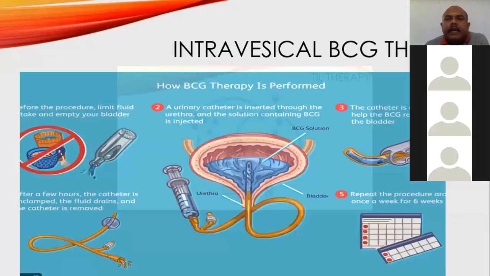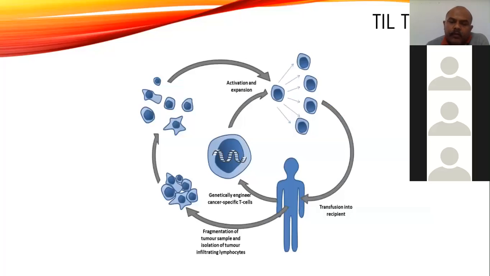Another is TIL therapy, tumor infiltrating lymphocyte therapy. So what happens when we do a biopsy for a particular cancer? We take the tissue, and in the tissue there will be a lot of immune cells called lymphocytes. These lymphocytes are put in the lab and expanded to millions or billions of lymphocytes. Then they are re-infused into the patient, and they will go into the tumor and kill the cancer cells. This is called TIL therapy.